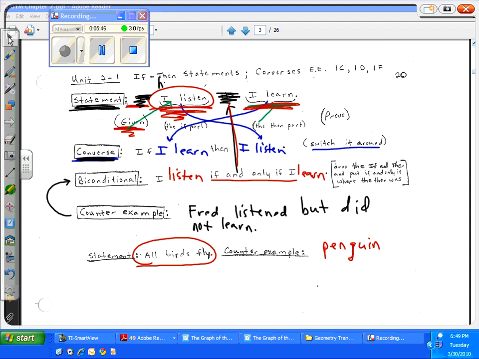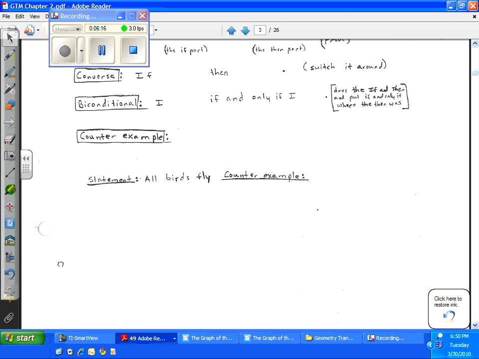The if part is called the hypothesis. We hypothesize that this is true, or given that this is true. The then part is called the conclusion. We can reach the conclusion that this is true. Given that this is true, or hypothesizing that this is true, we can reach the conclusion that that is true. Okay? All right.